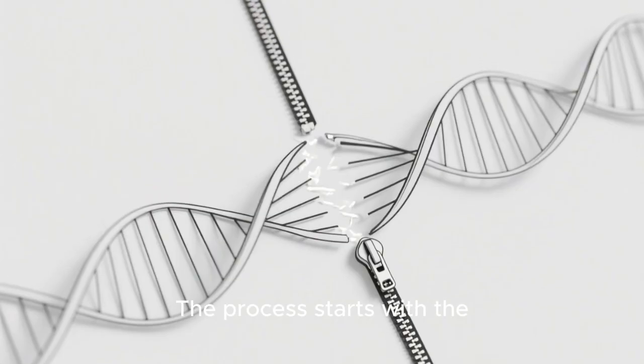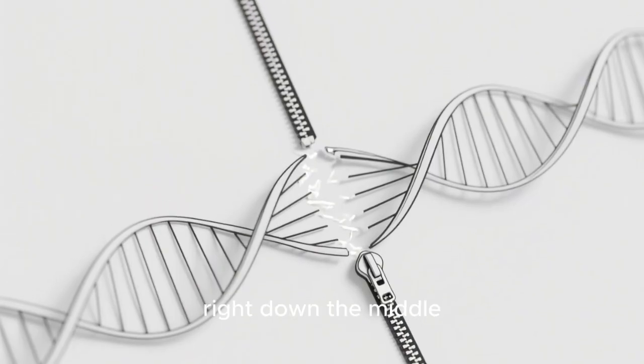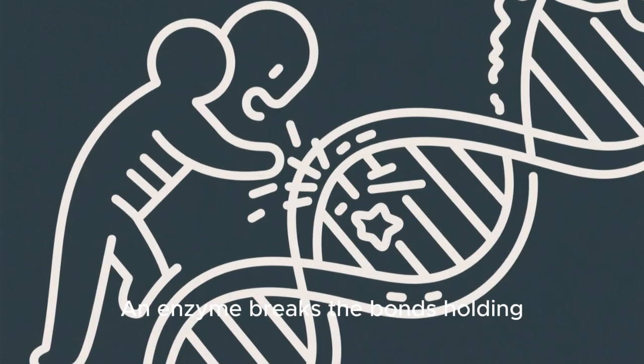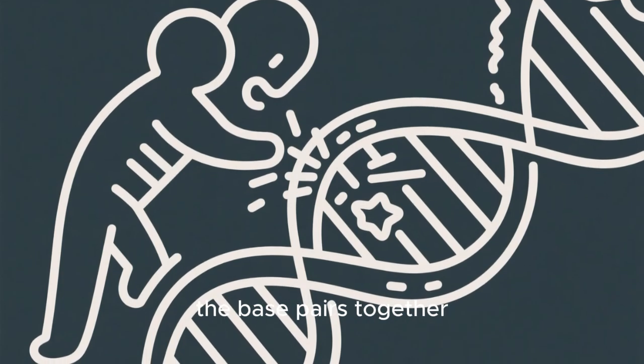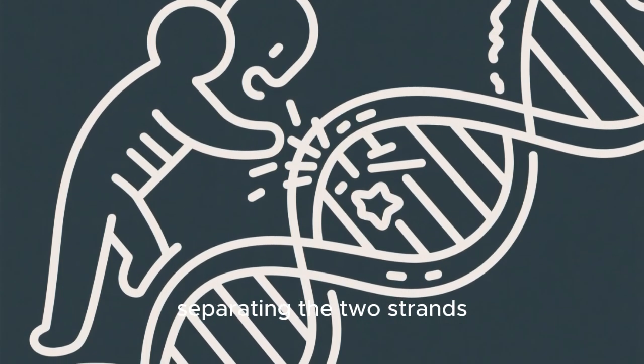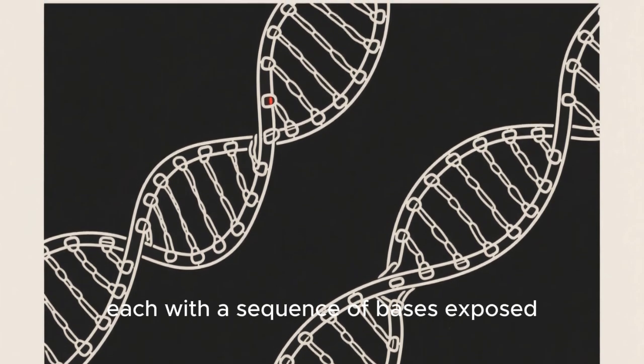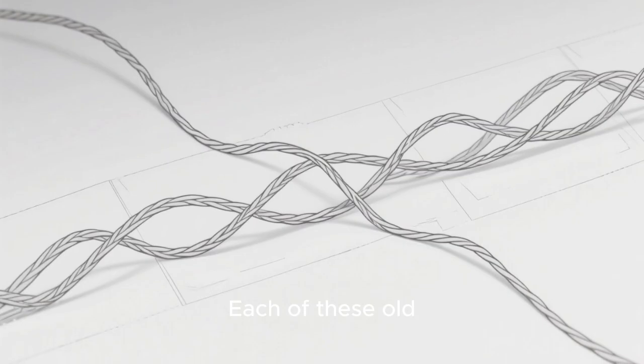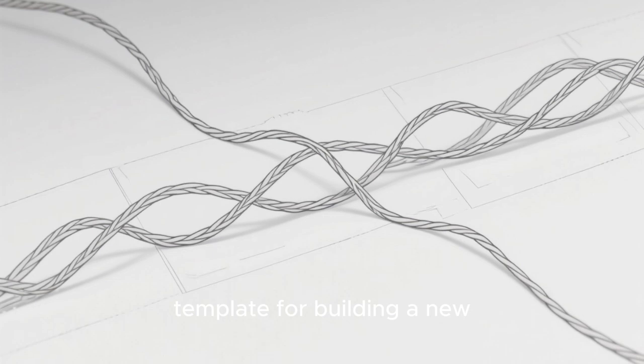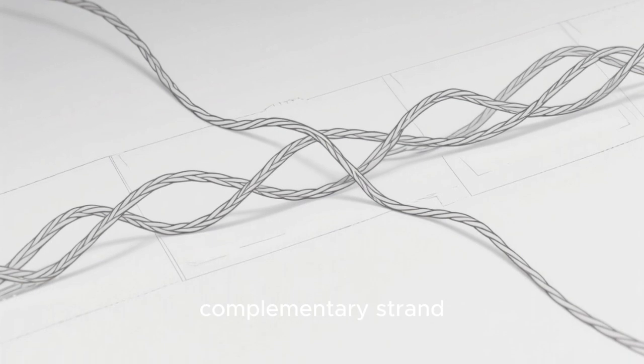The process starts with the DNA double helix unzipping right down the middle, like a zipper. An enzyme breaks the bonds holding the base pairs together, separating the two strands. Now you have two single strands, each with a sequence of bases exposed. Each of these old strands then serves as a template for building a new, complementary strand.